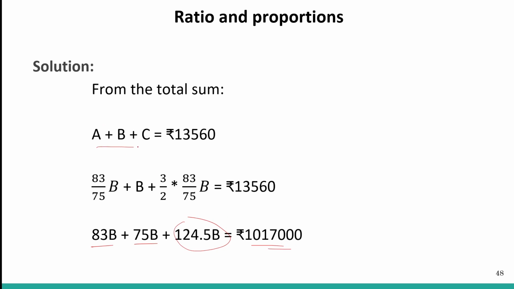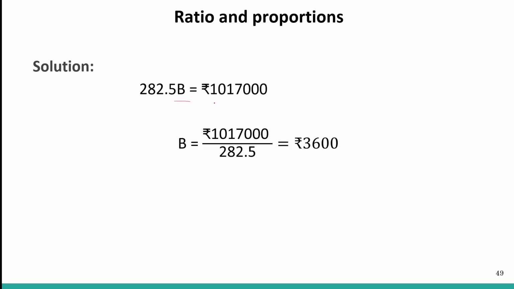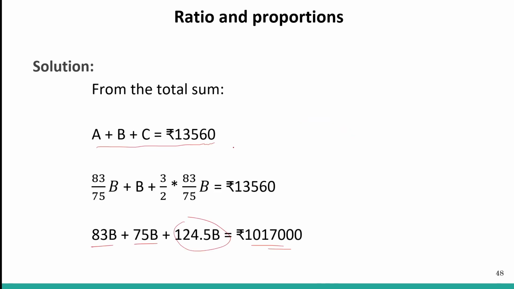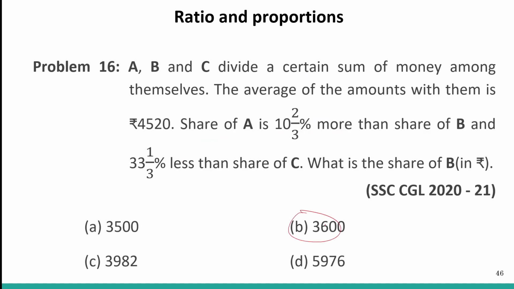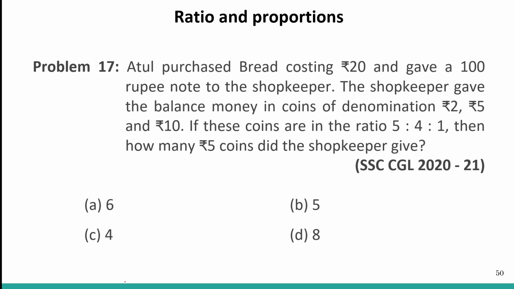Because A, B, C added is equal to 13560. So 282.5B is equal to what? 10,17,000. So B is equal to 10,17,000 by 282.5, that is nothing but 3600. So 3600 is the correct answer. These are all incorrect answers: 3982, 3500. Okay.